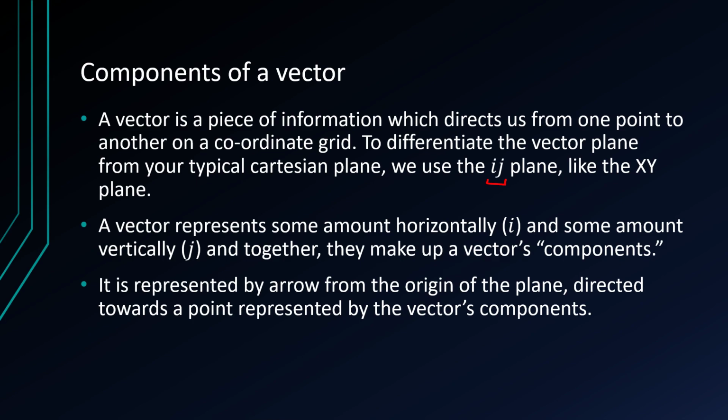It has the exact same meaning, so any amount of i is the same as your typical x value in your xy coordinate grid, and the same thing with the j. So the j represents a change in y. The amount that it's going horizontally and the amount that's going vertically, these are called components. So vectors are represented by an arrow from the origin of the plane and directed towards a point represented by the components. Now, that might seem very confusing because there's no visual aid.